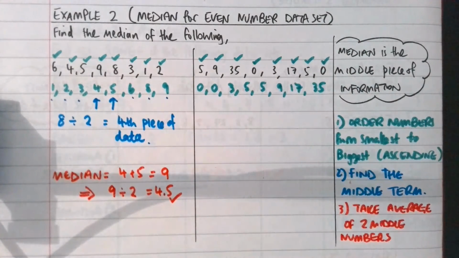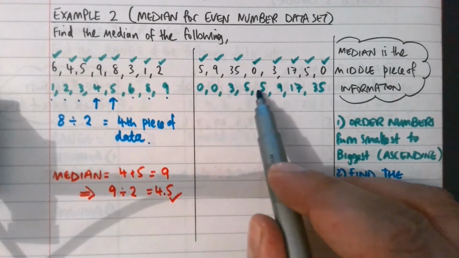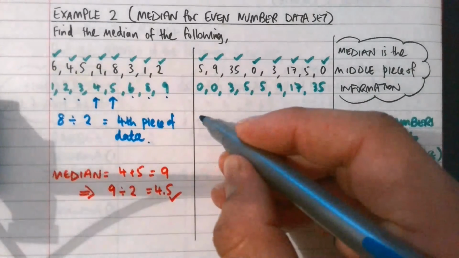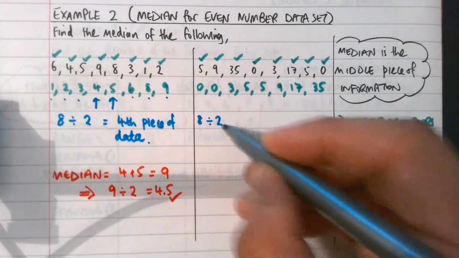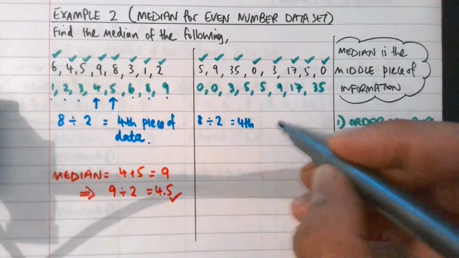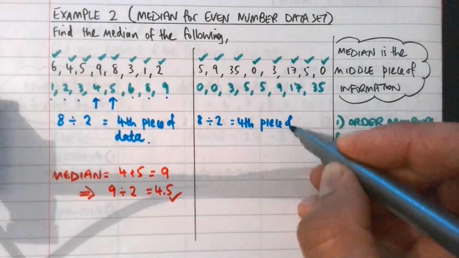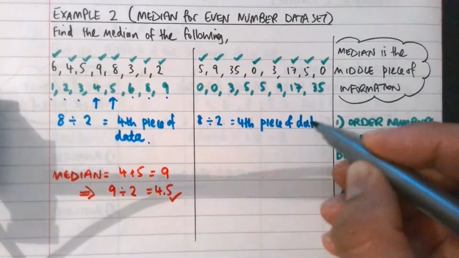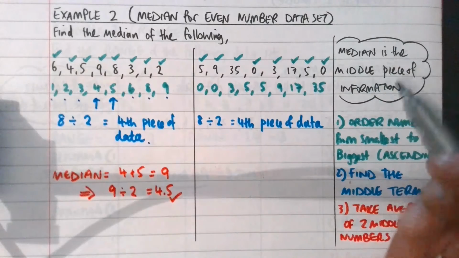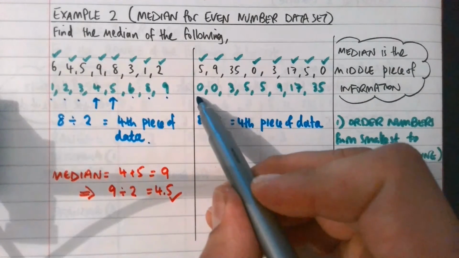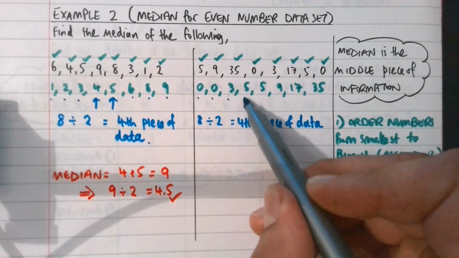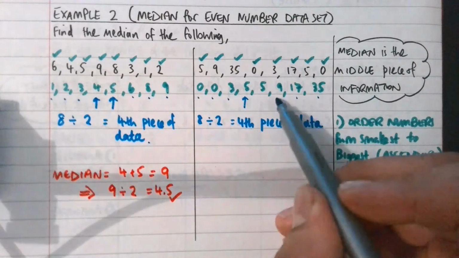Right, so then for the second step, we're looking for the middle term. Again, we have 8 pieces of information, so 8 divided by 2 is going to be 4. So the fourth position is our middle. The problem with the even data set is that there's 2 numbers in the fourth position. So if we look from this end, 5 is in the fourth position, and in reverse 5 is also in the fourth position.